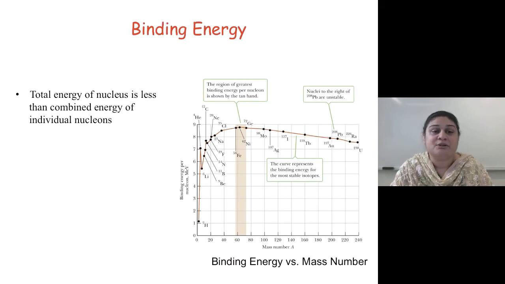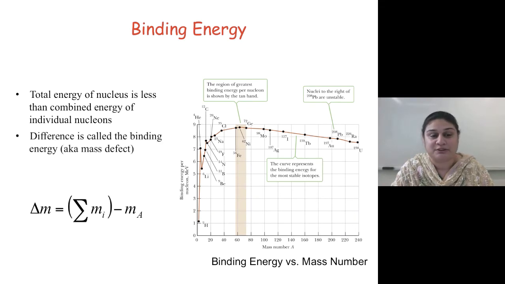Binding energy. The total energy of the nucleus is less than the combined energy of the individual nucleons. The difference is called the binding energy, or mass defect. So delta M will be the sum of the masses inside the nucleus minus the mass of the nucleus.